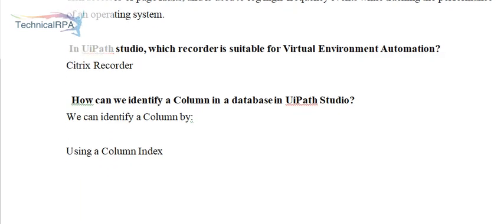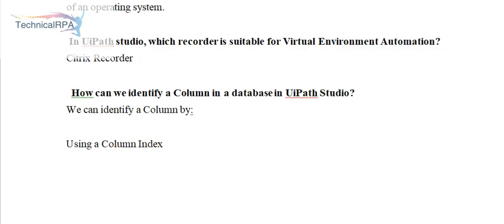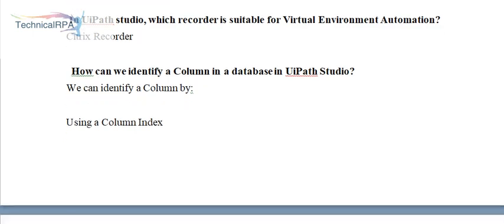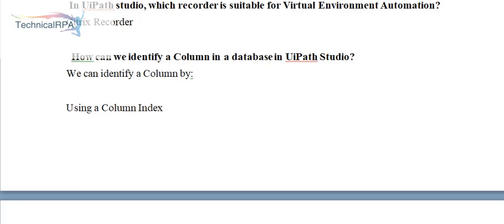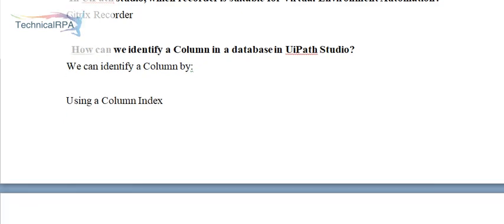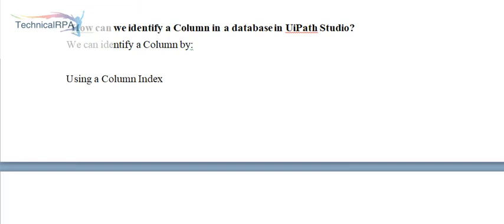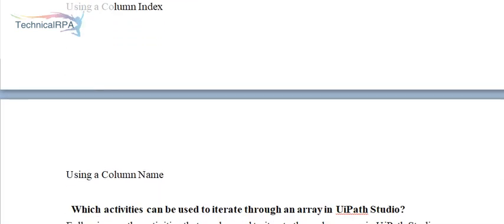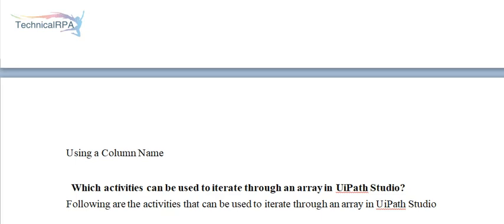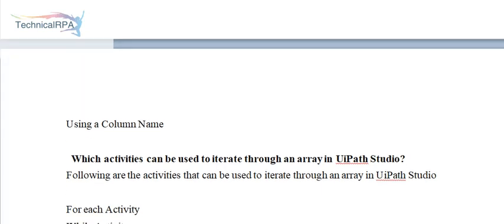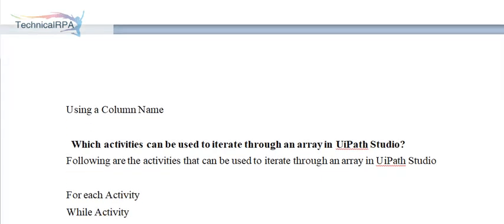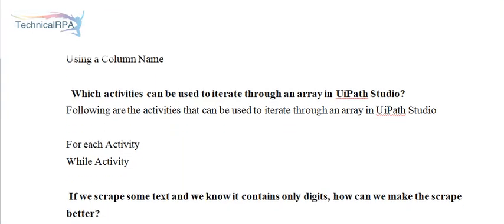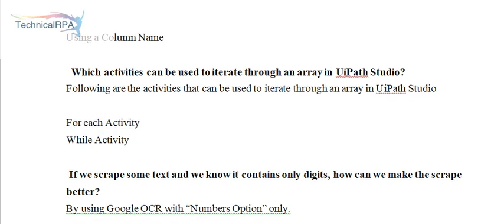In UiPath Studio, which recorder is suitable for virtual environment automation? Citrix Recorder. How can we identify a column in a database in UiPath Studio? We can identify a column by using a column index or a column name. Which activities can be used to iterate through an array in UiPath Studio? Following are the activities that can be used to iterate through an array in UiPath Studio: For Each activity, While activity.